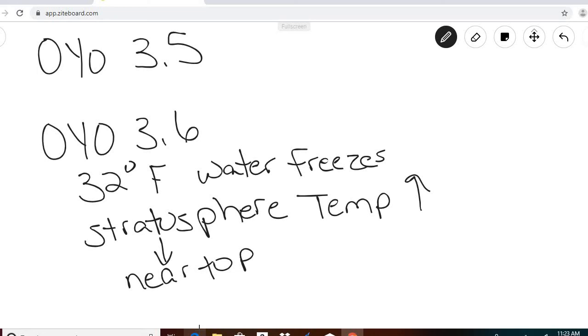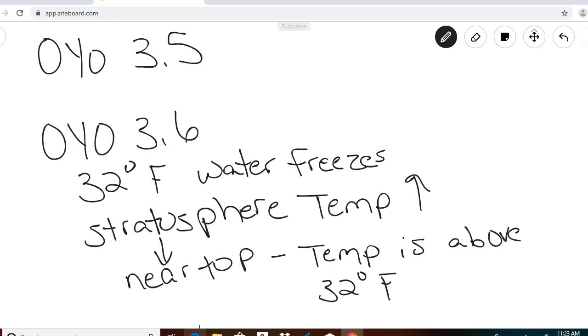So near the top, the temperature is above 32 degrees Fahrenheit, and so the water would melt as it got near the top of the stratosphere. And then remember, once you get into the mesosphere, as you go to higher altitudes the temperature begins to get colder. The temperature begins to drop again with higher altitudes.